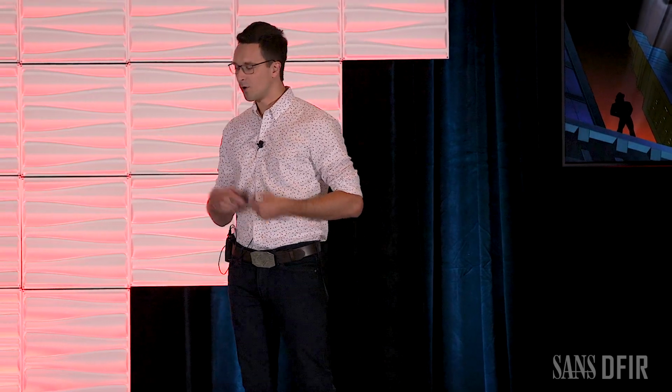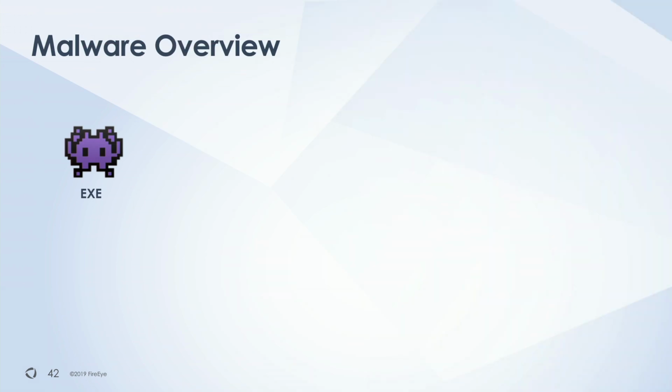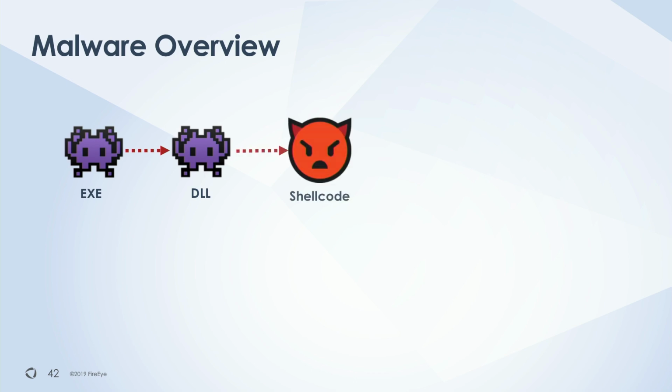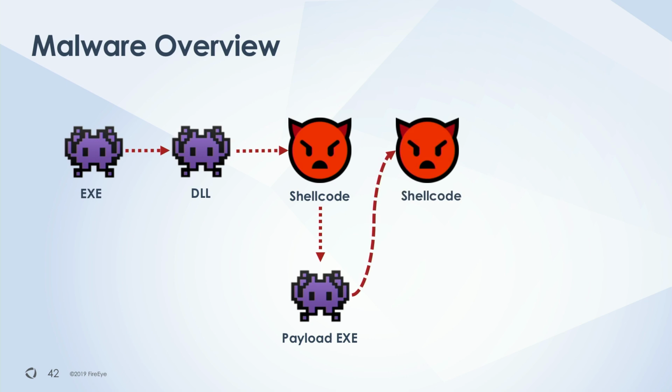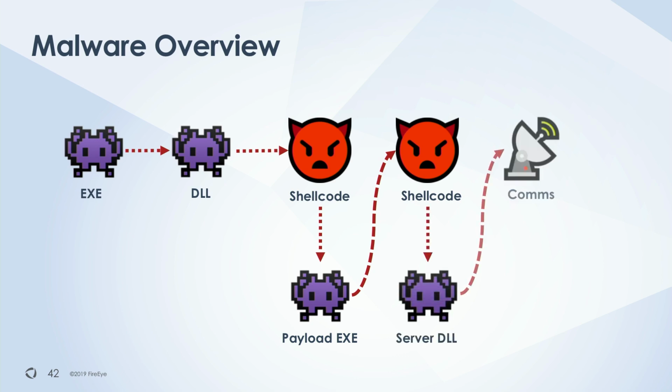So the malware we're going to go over is a sample that Omar reversed about 2 months ago. It starts off as an executable. It loads a DLL from the same directory. That DLL loads some shellcode. That shellcode reflectively loads a payload. And that payload loads more shellcode. That shellcode reflectively loads a server DLL, which is then responsible for all C2 communications for the payload. Oh, that's a mouthful. So a lot going on here.